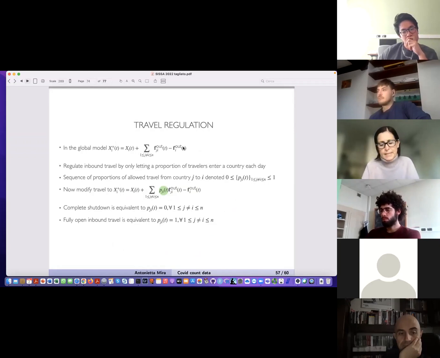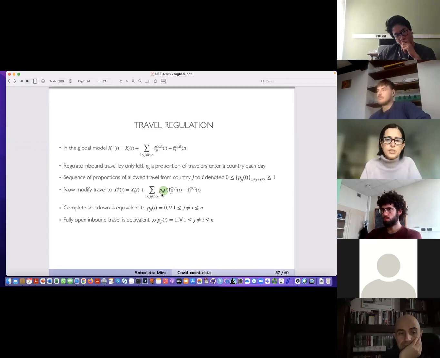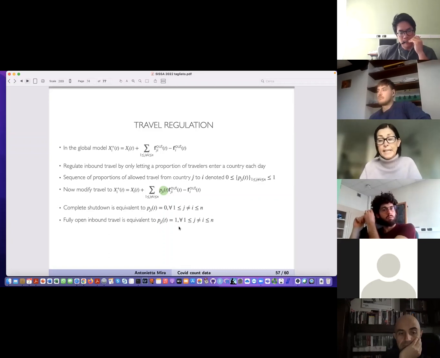And we regulate the inbound travel by letting the proportion of travelers that enter each country vary. So we add an additional set of parameters, P_{j,i,t}. Those are the proportion of people that are allowed to fly from country j to country i at time t. So if this P is 0, then this means complete shutdown for that country. That country does not allow people to fly in nor to fly out. If this parameter is 1, on the other hand, this is a fully open country.